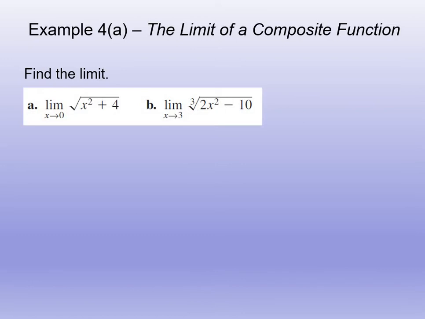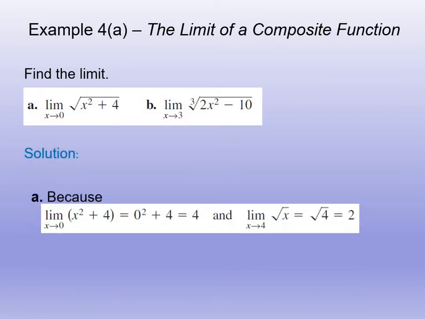Okay, next function, we substitute in for x, so you'll have 2 times 3 squared. So you're going to have 9 times 2, which is 18, minus 10. 18 minus 10 is 8. The cube root of 8 is 2. All right, so you'll be able to work through both of those problems.